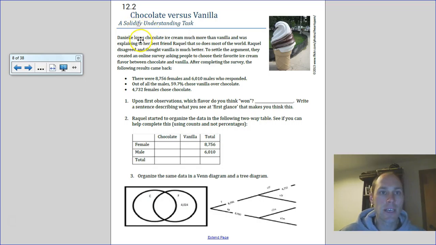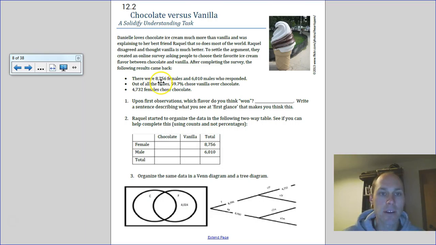So the task for today is chocolate versus vanilla. I'll read through it. It says Danielle loves chocolate ice cream much more than vanilla. It was explained to her best friend Raquel that so does most of the world. Raquel disagreed and thought vanilla is much better. To settle the argument, they created an online survey asking people to choose their favorite ice cream flavor between chocolate and vanilla. After completing the survey, the following results came back.